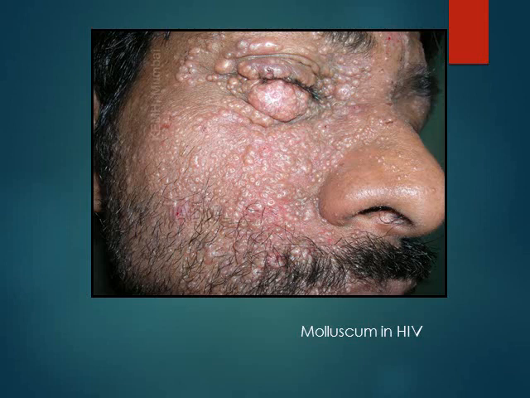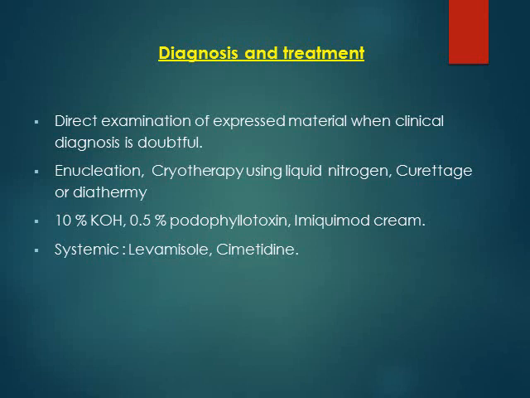So, this is a picture of similar molluscum lesions in a person who is immunocompromised, that is, a person with HIV. Here you are seeing multiple lesions all over the face. How do you diagnose this? Direct clinical examination is all that is required.